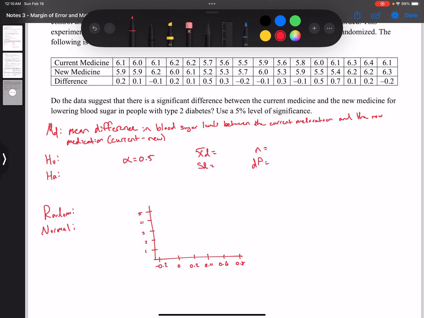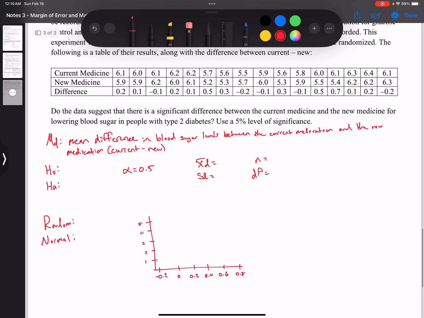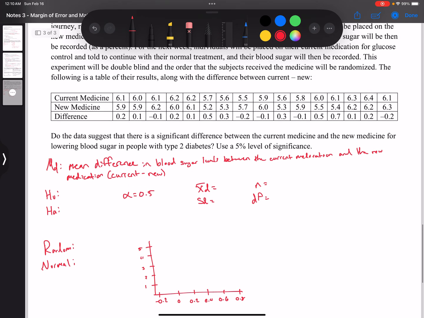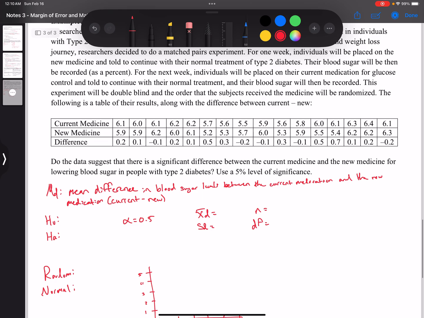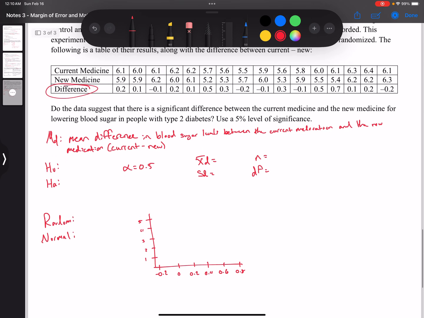All right, so I have written out what my mean is. My mu D for this one is the mean difference in blood sugar levels between the current medication and the new medication. I'm setting it up with current minus new. They're trying to figure out which medication is doing better, so we're looking at the difference here.